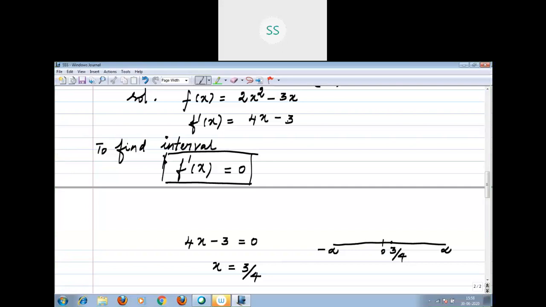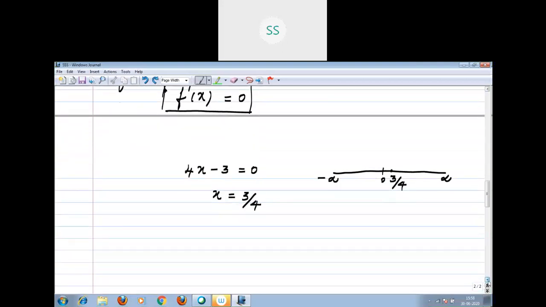two disjoint intervals. Listen carefully. Minus infinity to infinity is a real line, and it is going to be divided into two disjoint parts. Minus infinity to 3 by 4 is one interval, and 3 by 4 to infinity is another interval. The 3 by 4 divides the line into two parts, not equal parts.